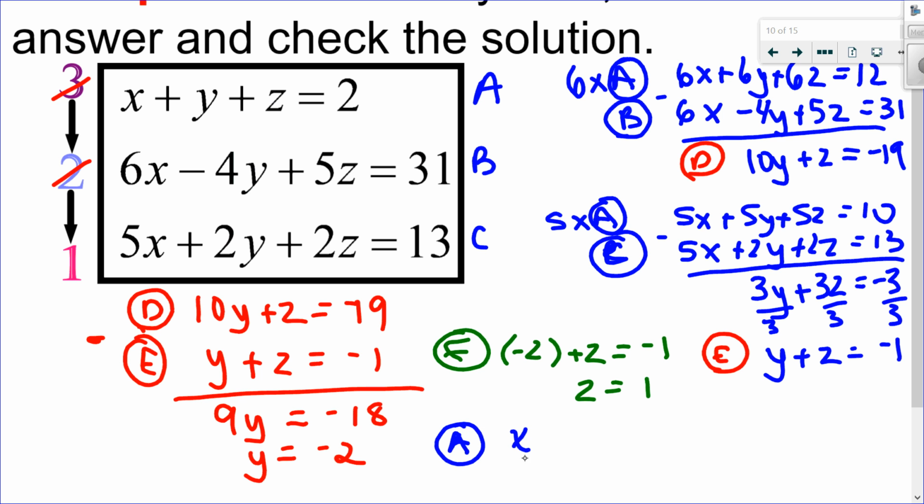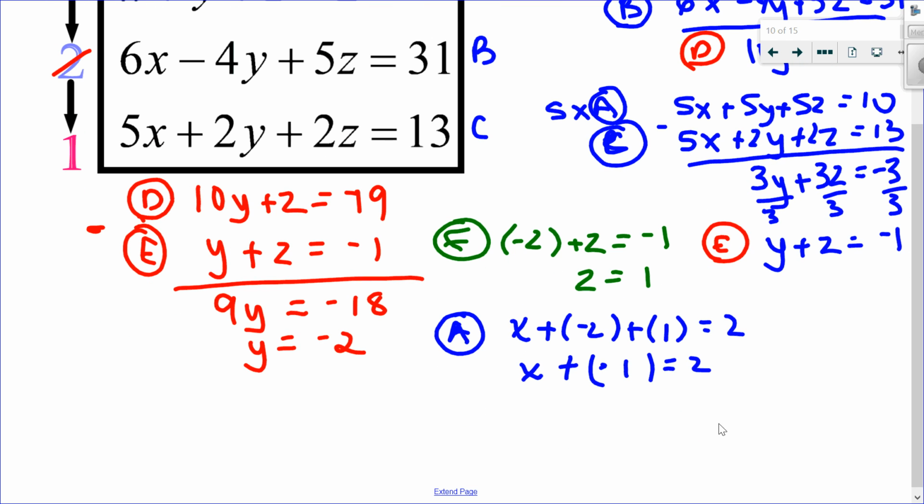I'm going to figure out what x is. So I have x plus y plus z equals 2. So this is really x plus negative 1 equals 2. So what I would do here is I would add 1 to both sides and get that x is equal to 3. So again, this is not my solution. My solution is a point of intersection in alphabetical order, x, y, and then z.